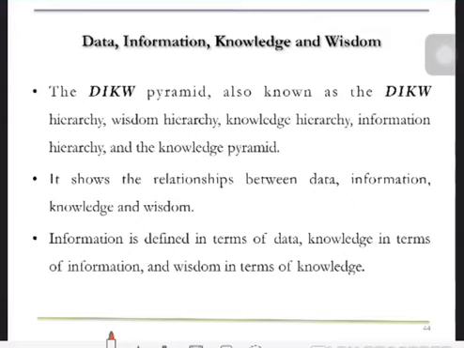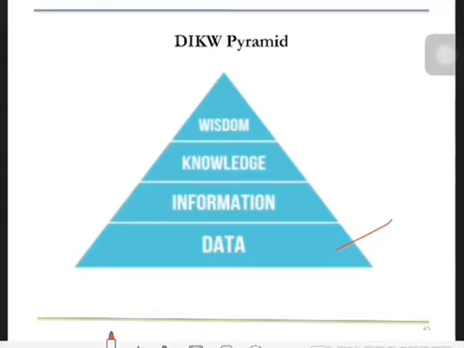So the relationship between such four concepts, we call it the IKW pyramid, also known as the IKW hierarchy, wisdom hierarchy, knowledge hierarchy, information hierarchy, and knowledge pyramid. It shows the relationships between data, information, knowledge, and wisdom. Information is defined in terms of data here, knowledge in terms of information, wisdom in terms of knowledge. So first we have data. Based on data, we can define information. Based on information, we can define knowledge. Based on knowledge, we can define wisdom. So we have such a pyramid: first data, then information, then knowledge, then wisdom. Such a pyramid, we call the IKW pyramid.